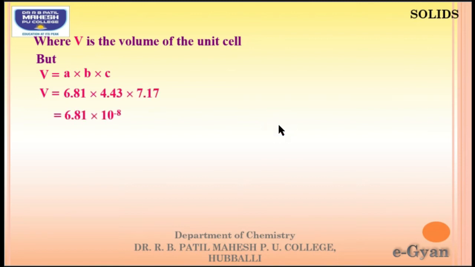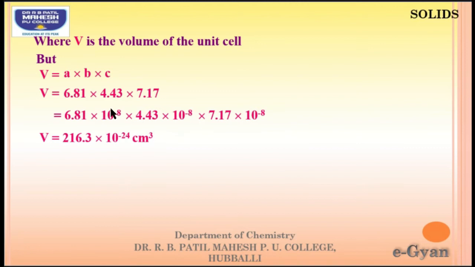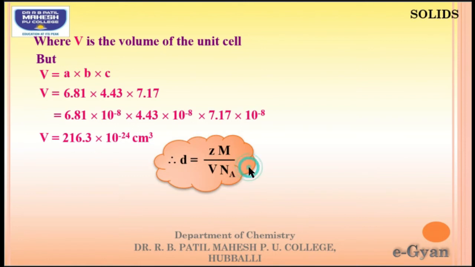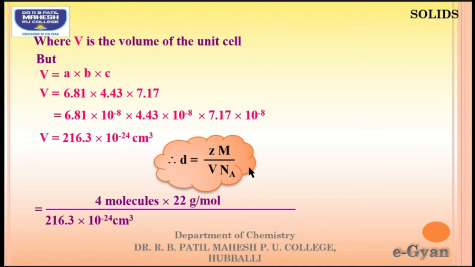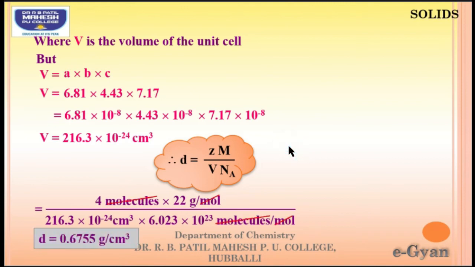So it will be totally 6.81 into 10 to the power of minus 8 into 4.43 into 10 to the power of minus 8 into 7.17 into 10 to the power of minus 8, totally 216.3 into 10 to the power of minus 24 centimeter cube. Substitute the values: 4 into 22 divided by 216.3 into 10 to the power of minus 24 into 6.023 into 10 to the power of 23. Answer will be 0.6755 grams per centimeter cube.